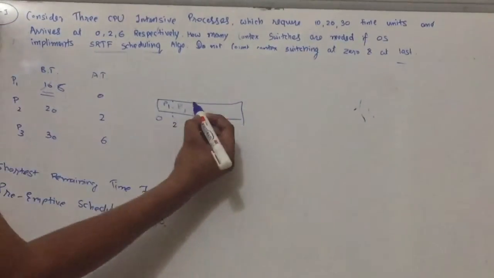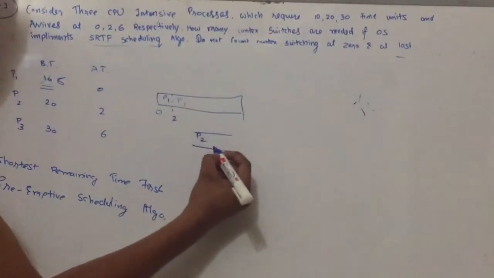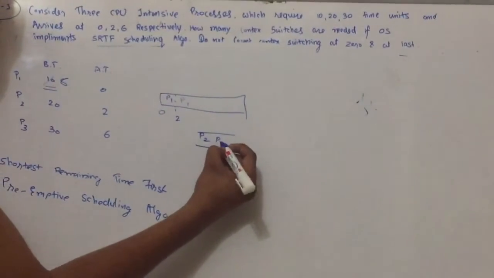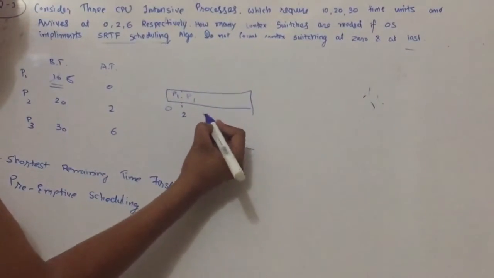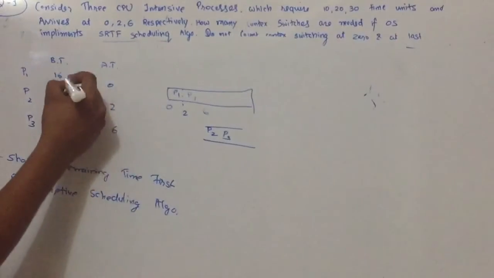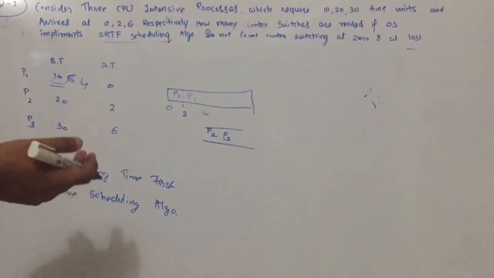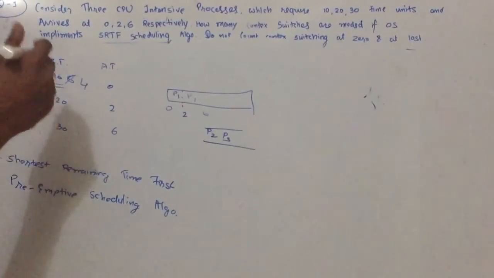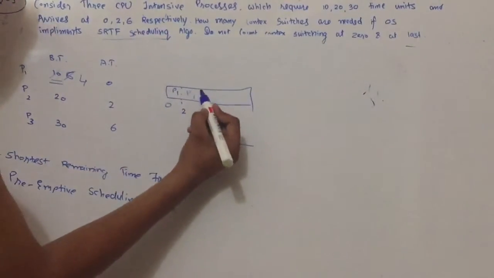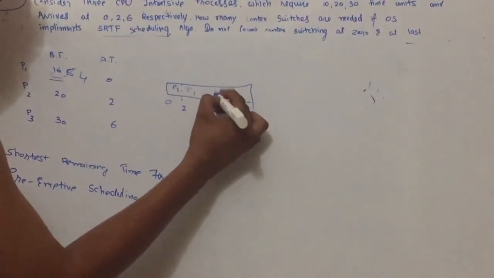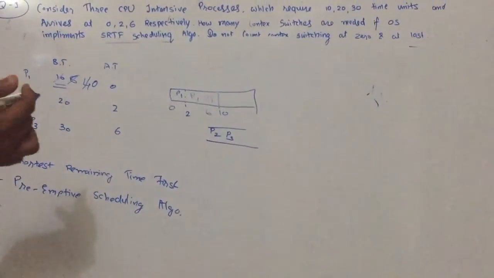At time 6, a new process arrives. I am keeping this process in the ready queue. At time 6, all three processes have arrived, but the minimum burst time is again P1, so I am not going to context switch. P1 runs up to 10. Now P1 has completed its execution.